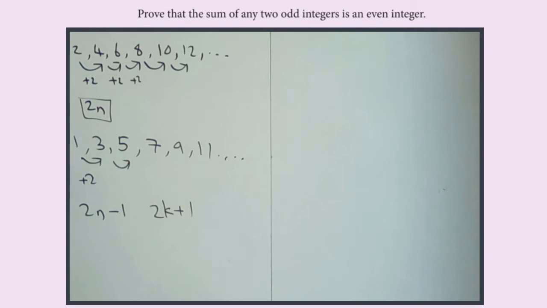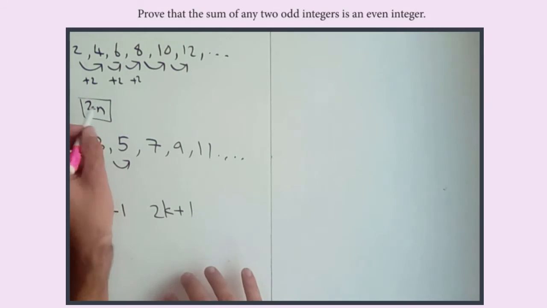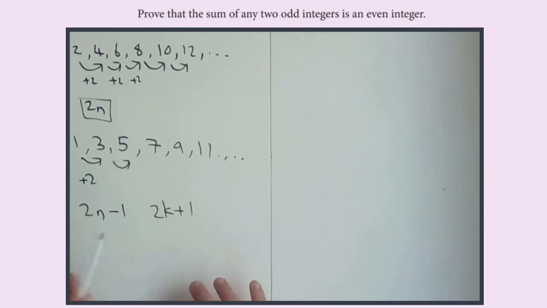If you asked about two consecutive even numbers, you might try 2n and then 2n plus 2. And if you asked about 3 consecutive odd integers, you might say this, and then the next one would be plus 3, and so on.